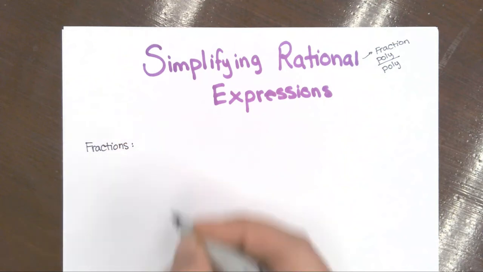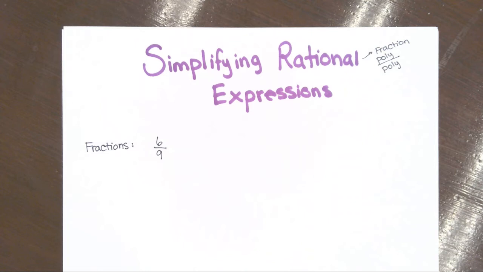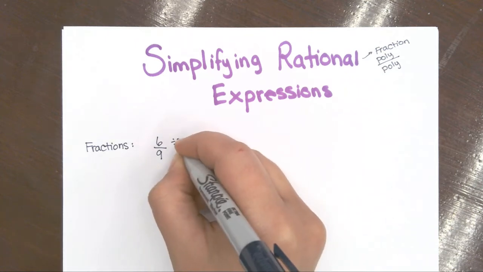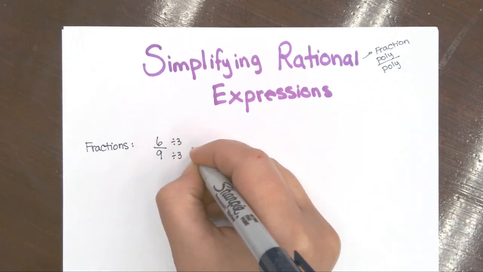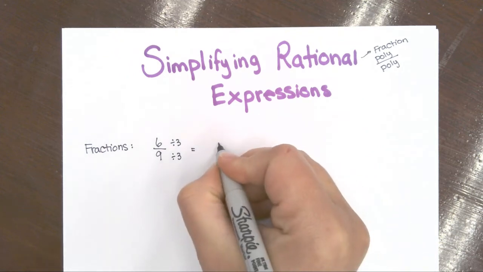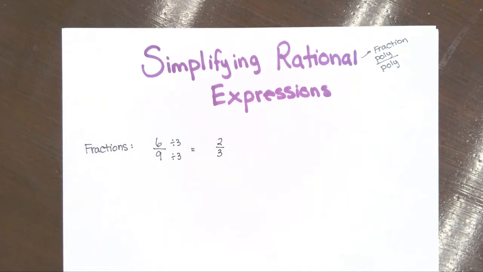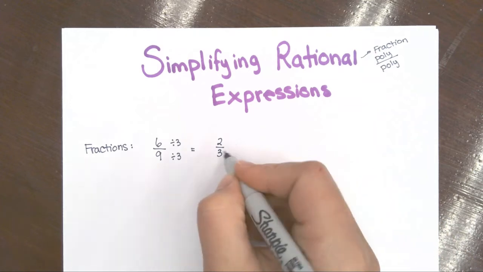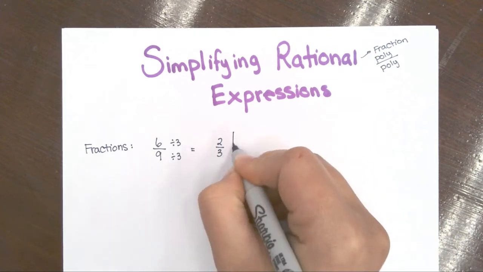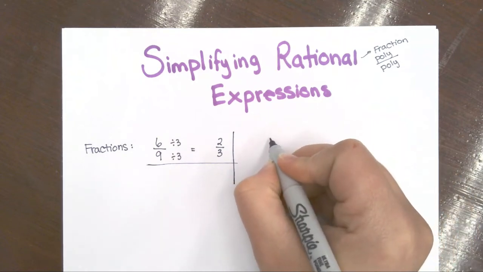When you have a fraction, something like 6 over 9, what we typically do is say, oh, we can divide by 3 on top and 3 on bottom because 3 goes into 6 and 3 goes into 9. So we get a 2 and we get a 3 in the denominator. But why does that actually work? In reality, what happens is we factor out 3 and then we divide.